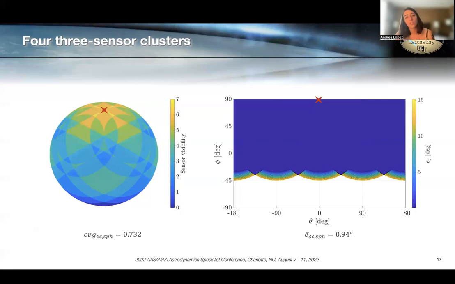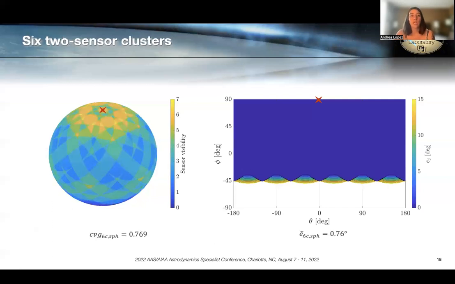For 3-sensor clusters, no underdetermined spots in the upper hemisphere, a little bit better in coverage, a little bit better in average error. 6 clusters of 2 sensors, also no underdetermined areas, a little bit better in coverage, a little bit better on mean error. Does that mean that this is the best configuration?